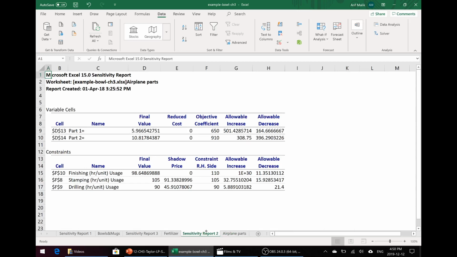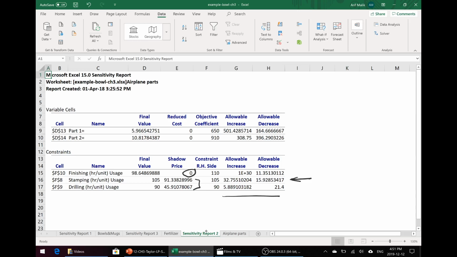And the sensitivity report is there. Here we can see that the shadow price of the finishing constraint is 0, and these two have these shadow prices, and the range of stamping, we established this range. 105 plus 32.755 gives 137.755, etc. And 105 minus 15.92 was something like 89. So we get these values, and you can do the same for the other values as well.